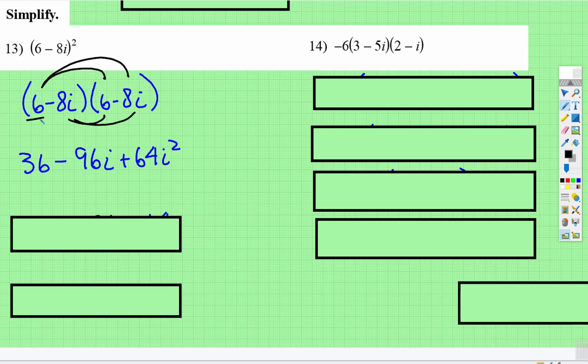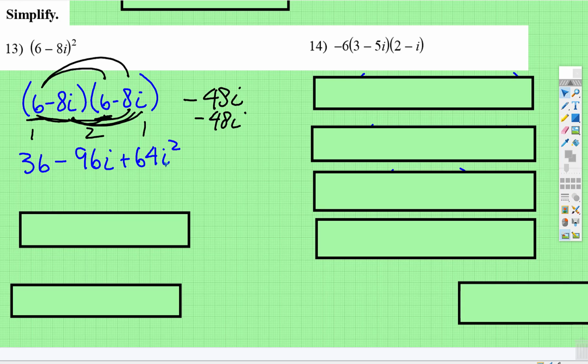So remember, it's the first term squared, which is 36. It's the last term squared, which is negative 8 times negative 8, positive 64. i times i is i squared. Then it's 6 times negative 8i, which is negative 48i, and then negative 8i times 6, which is another negative 48i. And when you double that, remember the 1, 2, 1 from Pascal's triangle: the first thing squared, the second term is 2 times the first times the second, and then the second item squared.